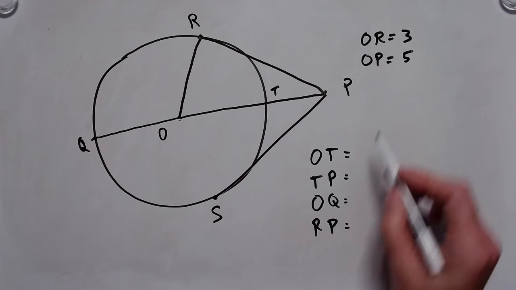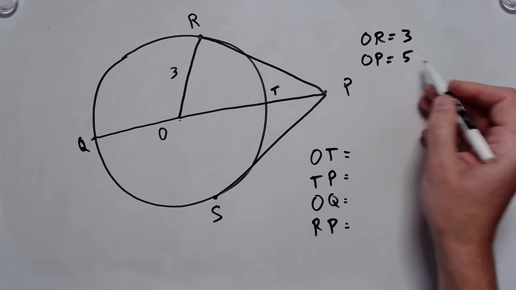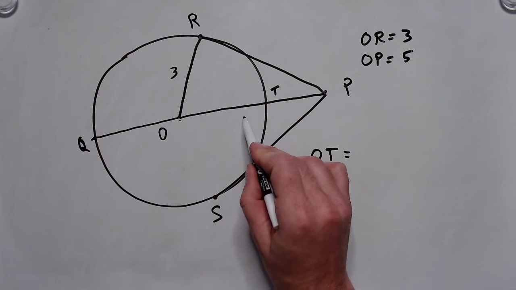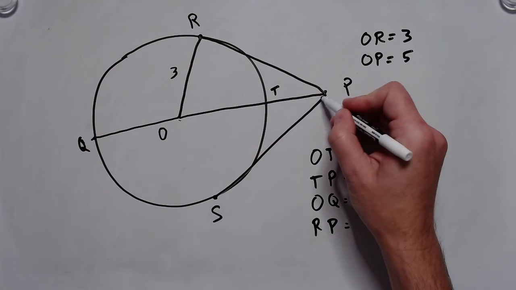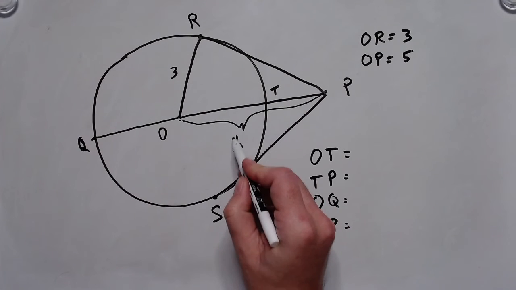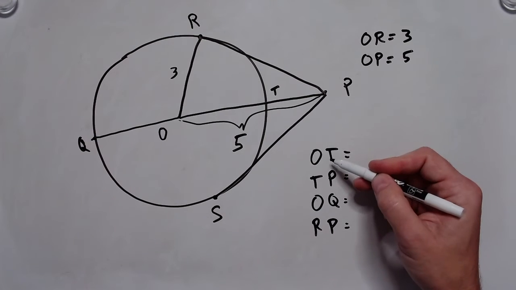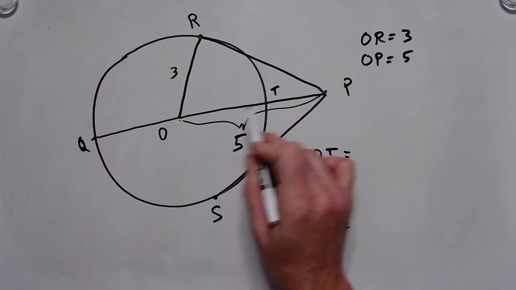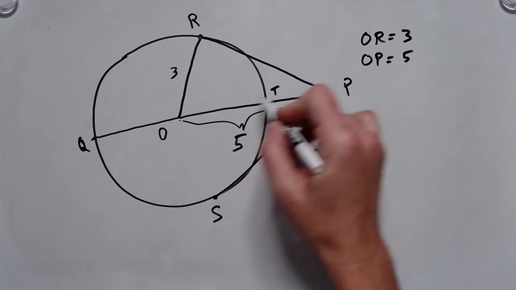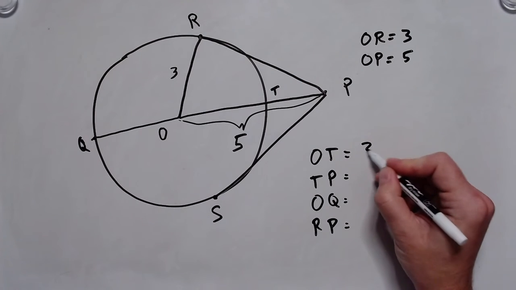So let's just write things down. OR is 3. And OP is 5. So it's from here to here. So if we put a 5 here, you might think that OT is 5. So what I'm going to do is just put 5 from here to here. Okay. So OT. Well, OT is a radius, and so is OR. So all the radii have to be congruent. So OT, well, that's 3.